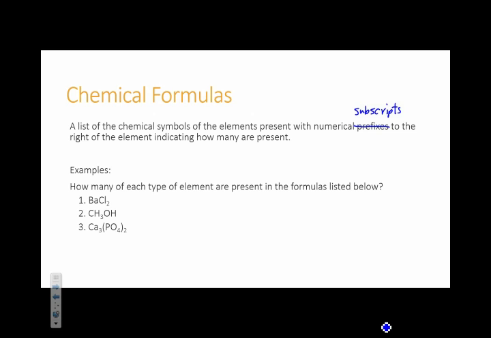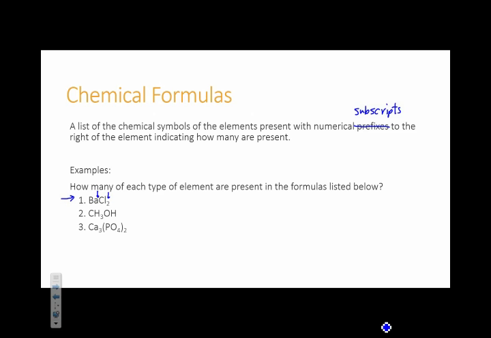So let's take an example down here. For instance, BaCl2, you see that 2 is listed there, but there's no 1 listed for the Ba. So 1s are left off because they're sort of implied. And then if you have any number of elements beyond 1, then there should be a numerical subscript.